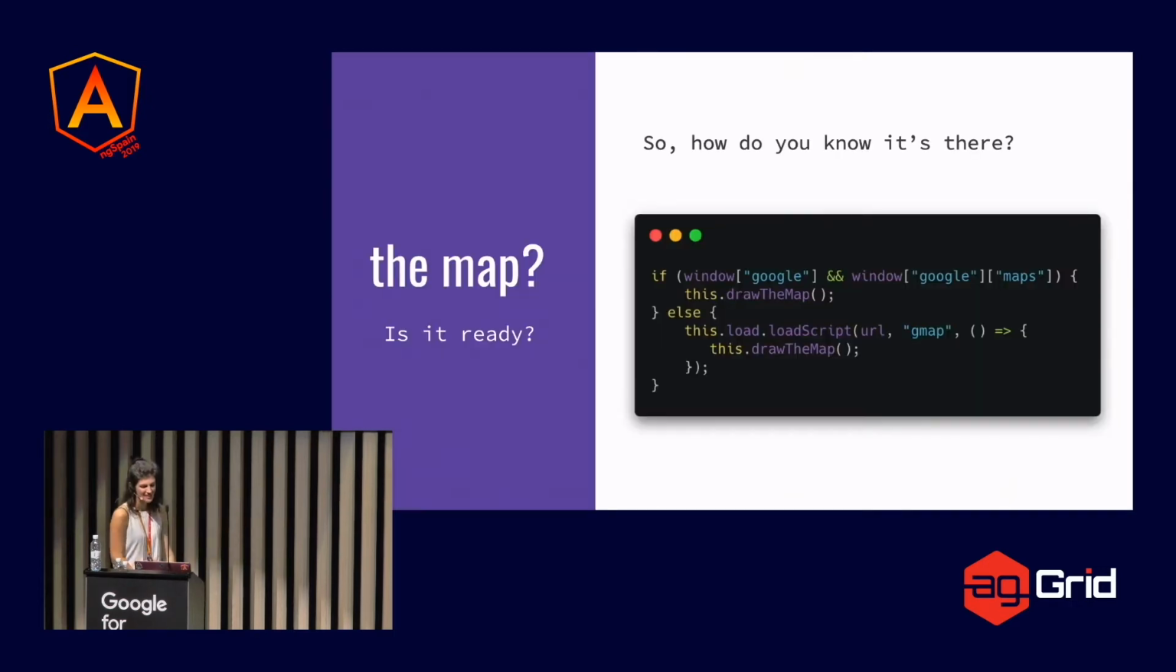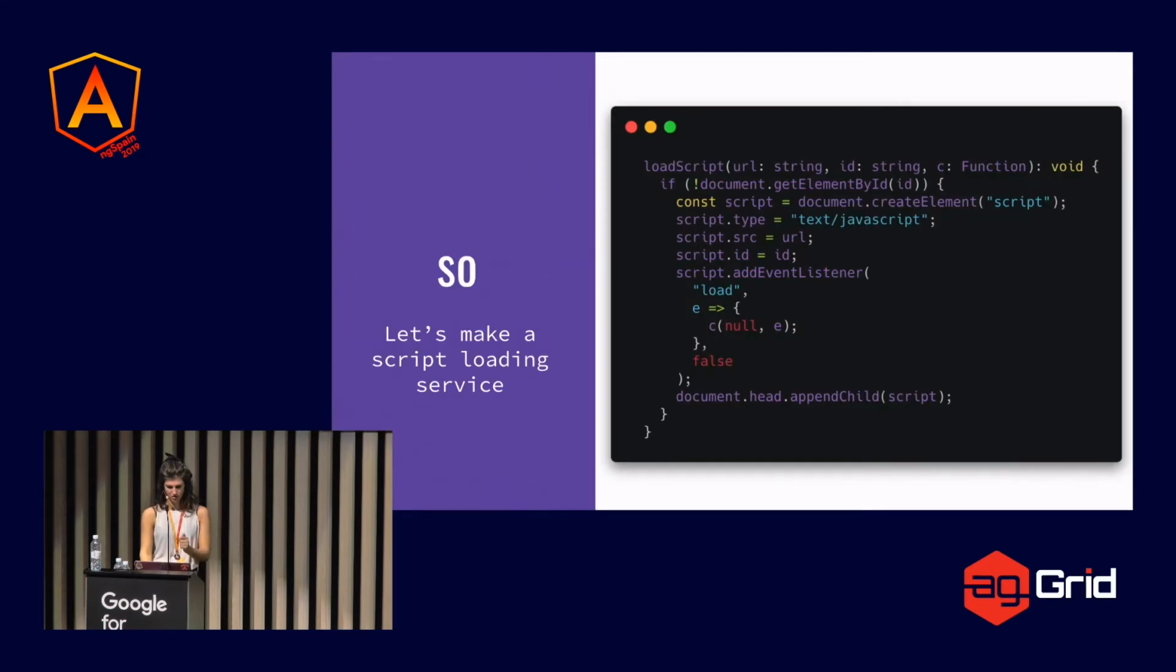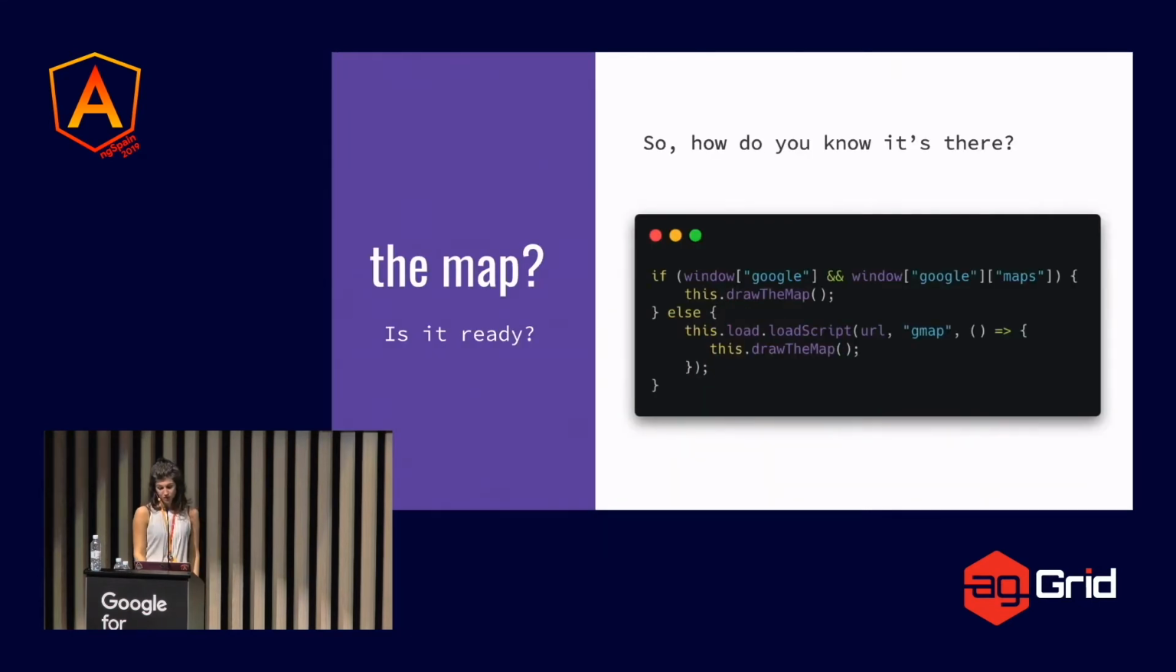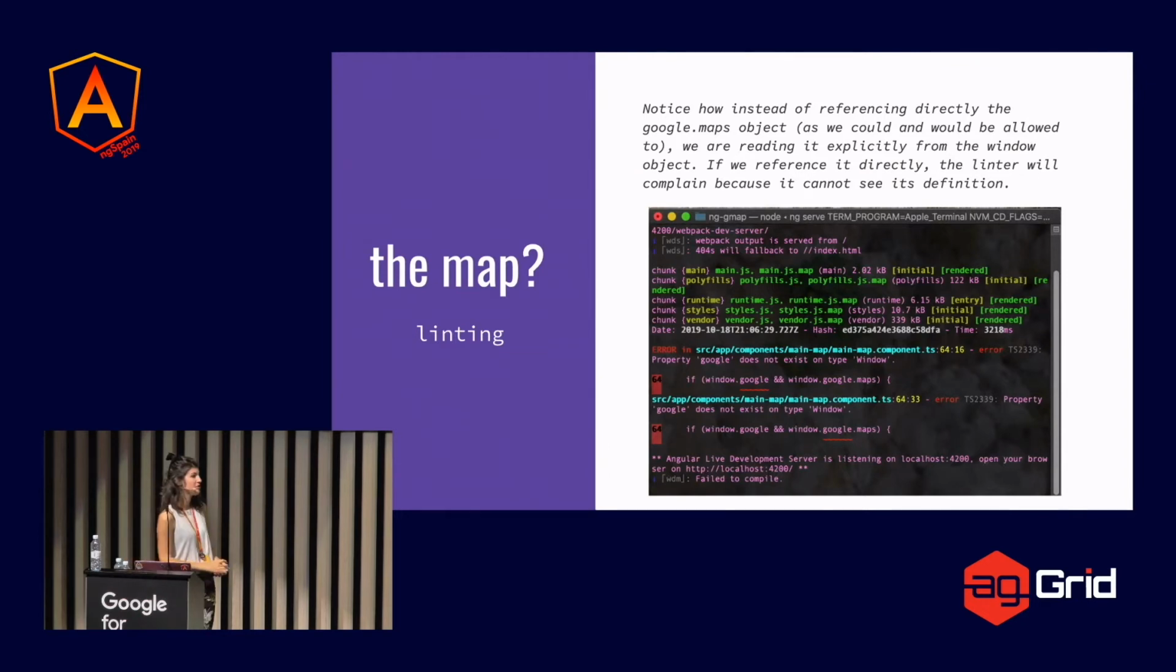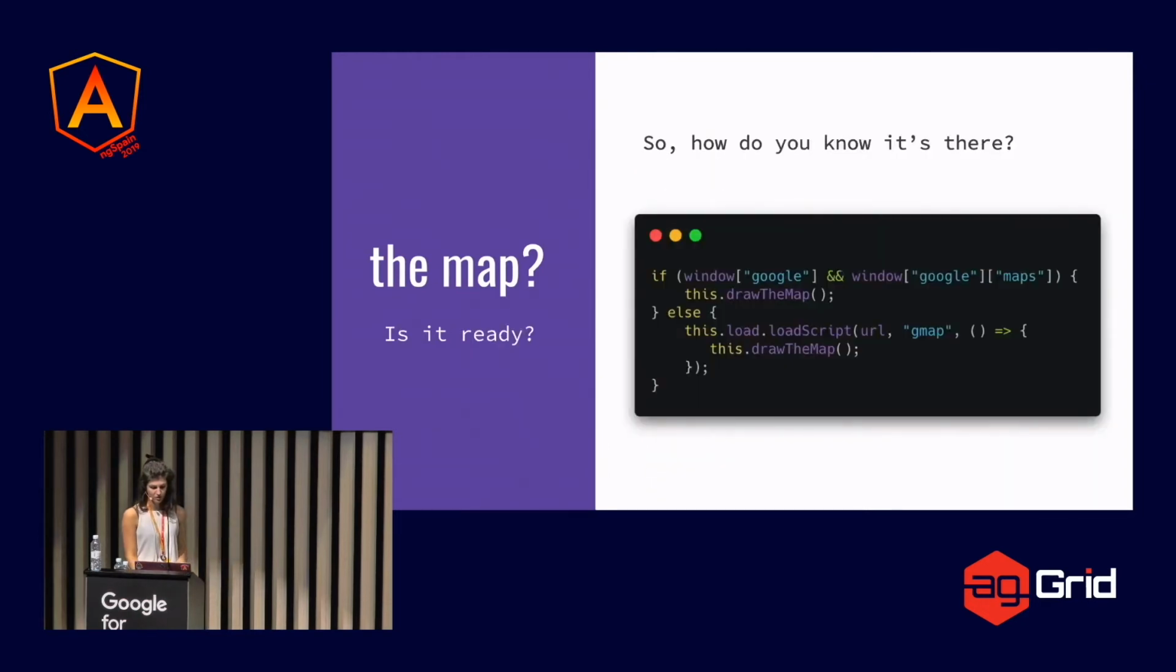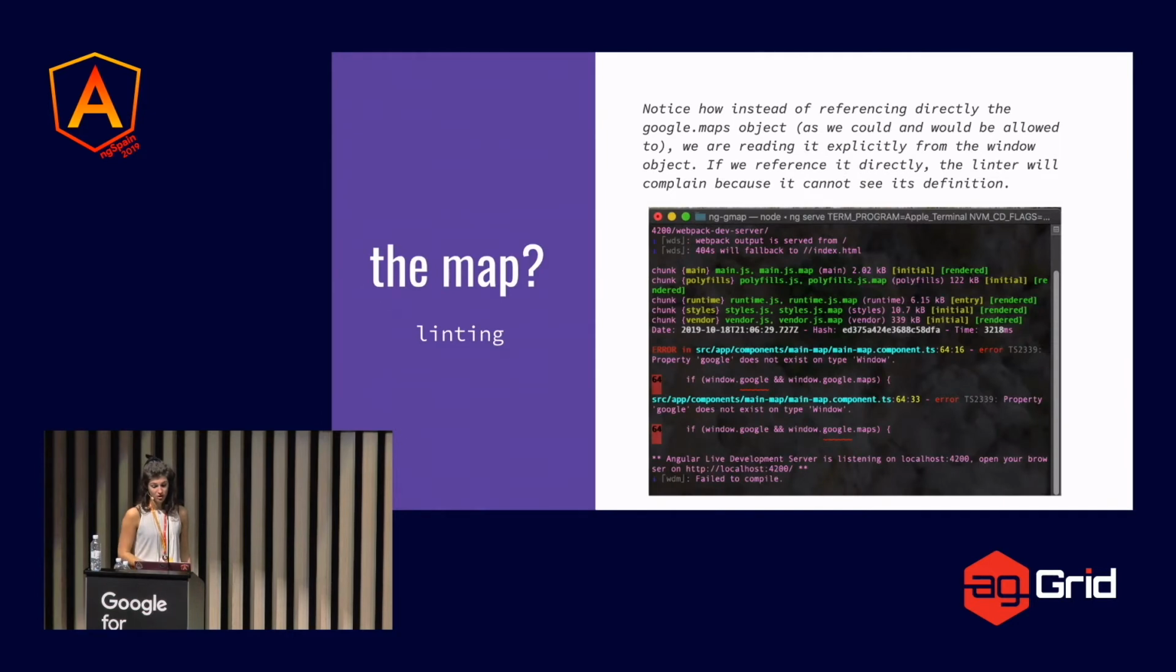OK, no. So let's see. How do you know it's there, first of all? First of all, you check if the Google object is available in the window and the Google Maps object is available in the window. If it is, just go ahead and draw the map. If not, load the script, as I explained in the previous step. You see, of course, that we are referencing the object with these bracket notations, because if we go ahead and try to reference it directly, the linter would complain. Google is not defined. Maps is not defined.